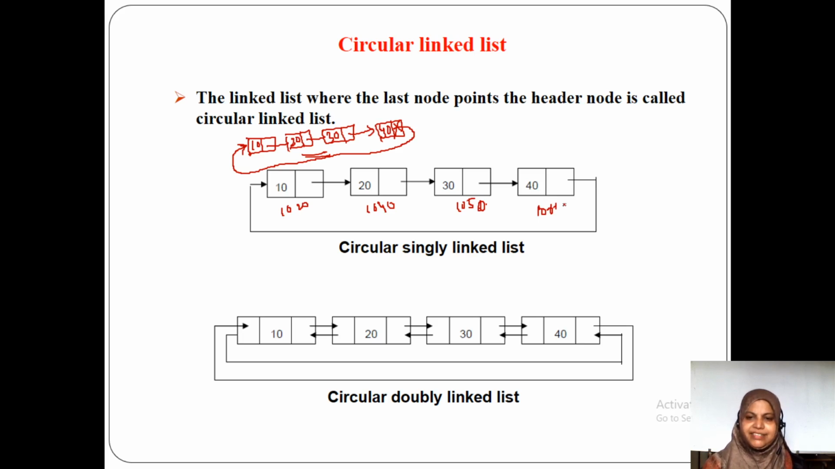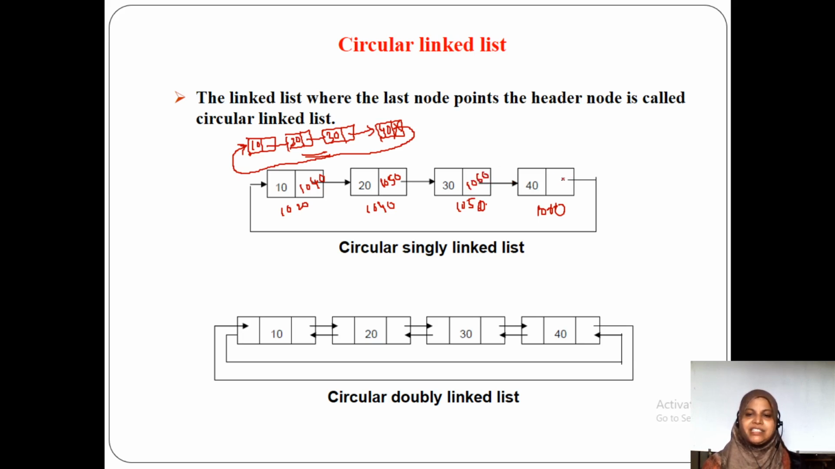See here, in this pointer field, what are we going to save? Here, the address of the next node. So here we are going to save the address of the next node, that is 1040, right? In 20's pointer field, we are going to save the address of the next node, 1050. In this case, the address of the next node, 1060, right? Generally, if it is a single linked list, we assign the null value.